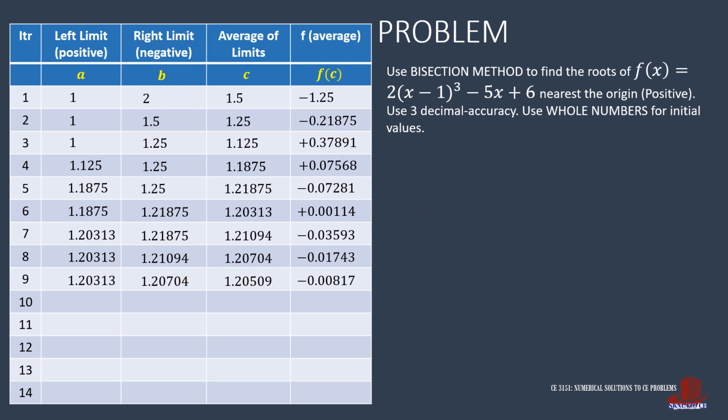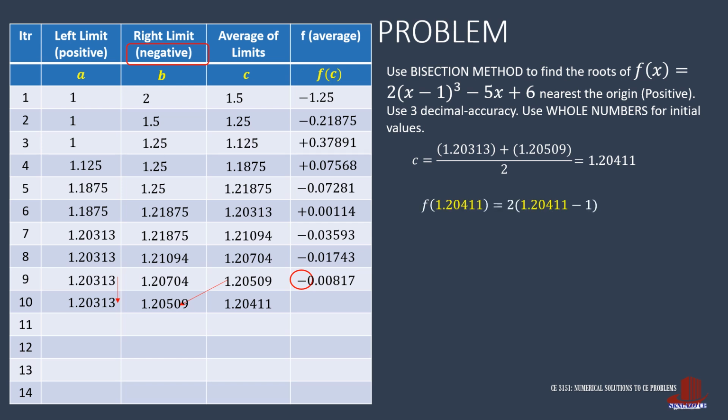So continue iterating, where because of negative f of c, we place 1.20509 under b, and a remains the same. Again, take the midpoint, and that is with half of 1.20313 plus 1.20509, giving 1.20411. Place this into the function to come up with negative 0.00354. A trend is starting to appear as we are nearing zero in the accuracy. So continue with the next iteration.